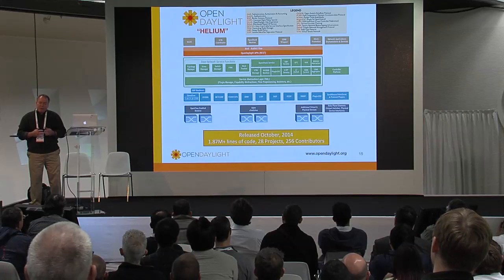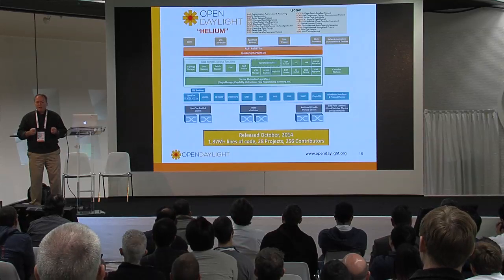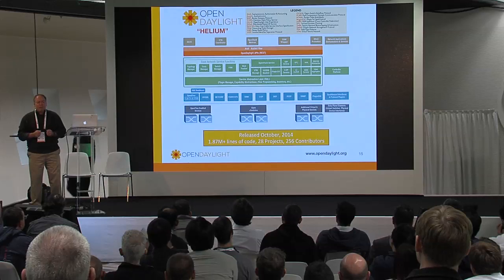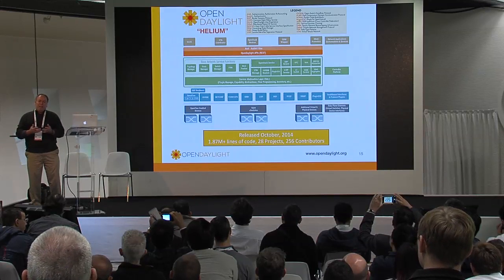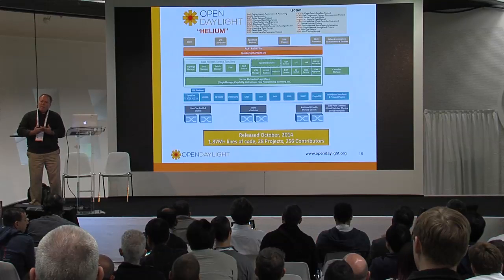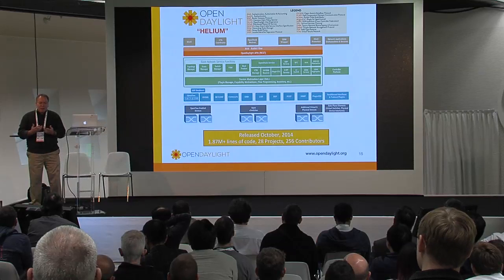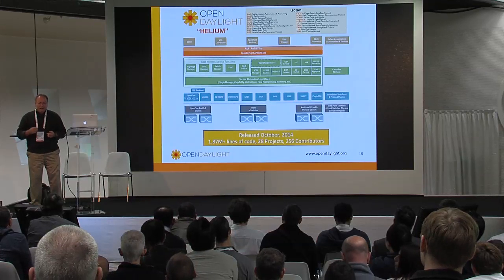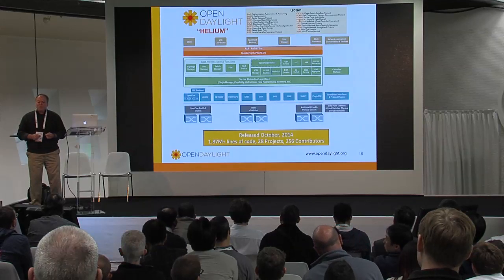In addition to that, for Helium, we spent significant time just building out the stability, the scalability, and the performance of the core controller. As you can imagine, with the first release, it was really about getting everybody together, getting the code base together, and showing that we can put something out with Hydrogen. Second release, Helium, was really about, again, continuing to allow new features to come in, but also hardening what we had to begin with. And that will be a trend as our project continues to mature. Again, not so different from OpenStack.